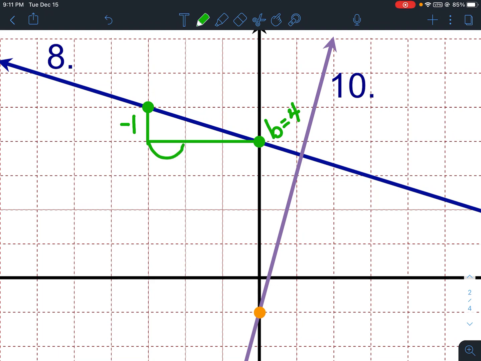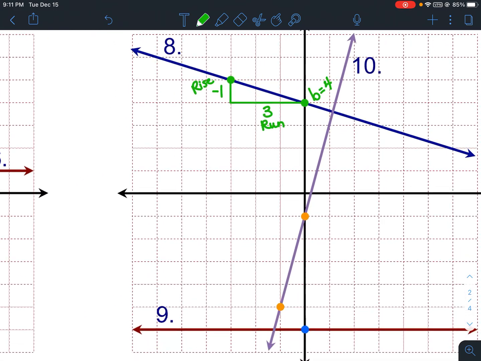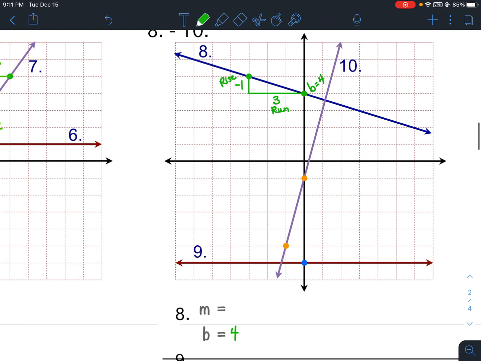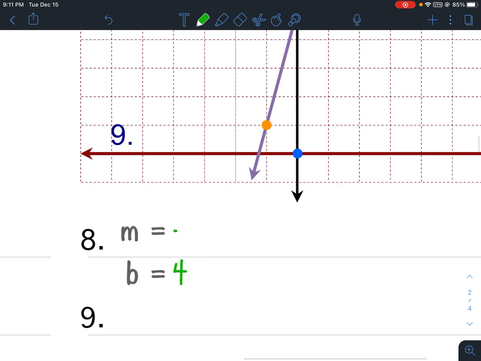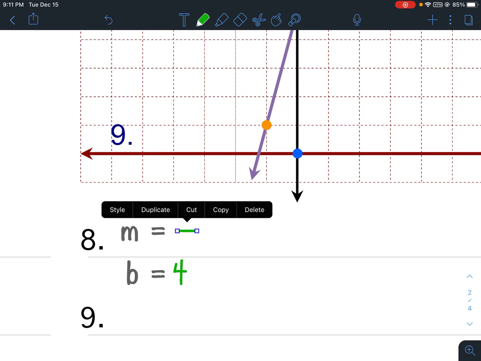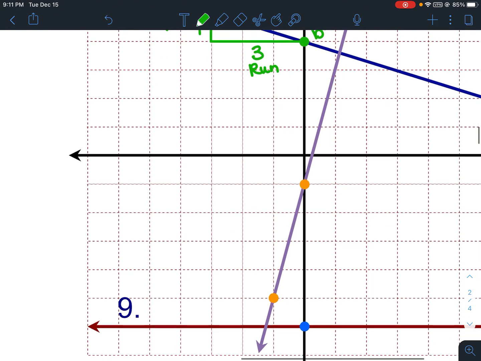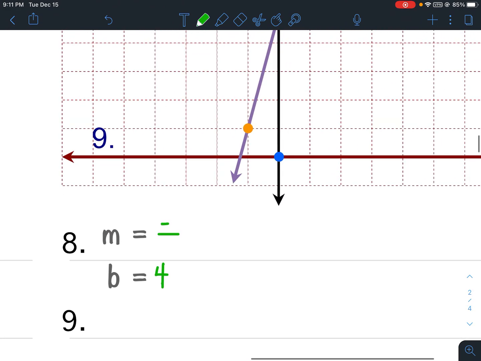And I go to the right 1, 2, 3. So this is 3. This is my rise, and this is my run. Slope is rise over run. So we've got negative 1 for the rise, and 3 is your run.